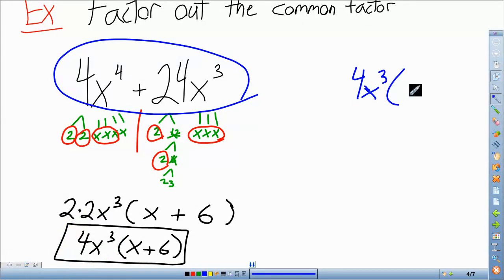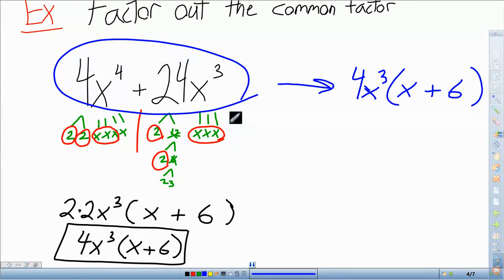And then from there, I could have asked myself the question, if I take a 4x cubed out of a 4x to the power of 4, what am I left with? Well, I'm just left with a single x, right? If I take a 4x cubed out of a 24x cubed, well, I'm taking all three x's out. I took a 4 out of a 24. You can think of it as dividing it out. What am I left with? Well, I'm left with a 6 here, right? And I could have actually gone straight to this if I felt comfortable doing it. Notice, obviously they're the same answer.